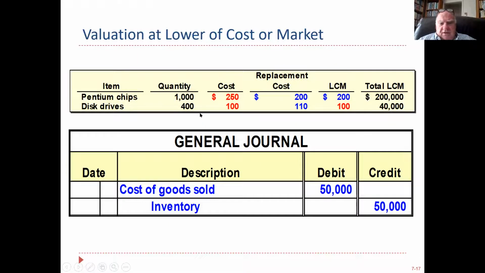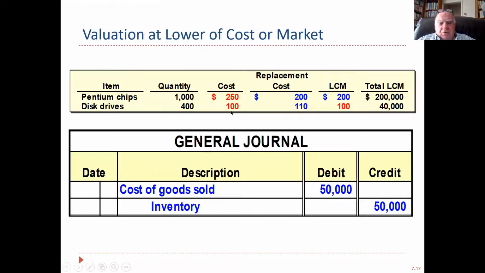Let's look at the disk drive. They have a little more luck there. They've got 400 sitting there. They paid 100 for them, and they're able to sell them now for 110. Not much of a profit, perhaps, but what's lower? In this case, cost is lower than market. 400 times 100 is $40,000. This inventory should be stated at $240,000, and the difference is $50,000.